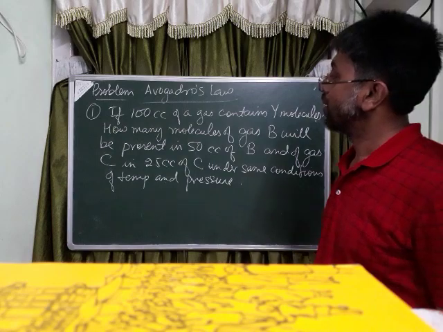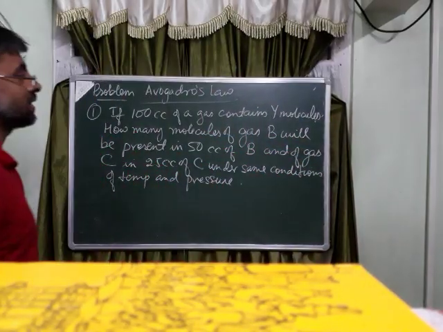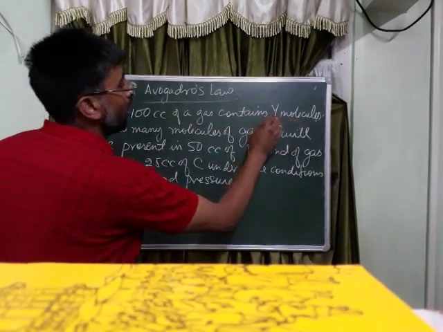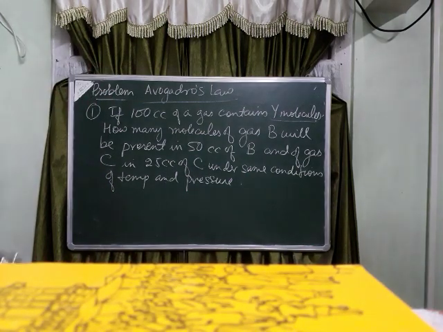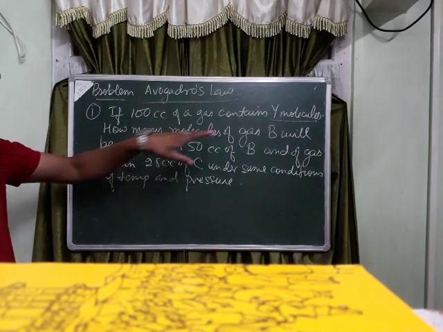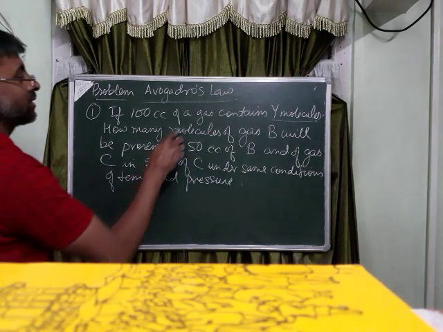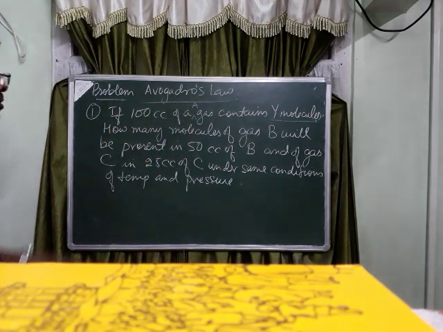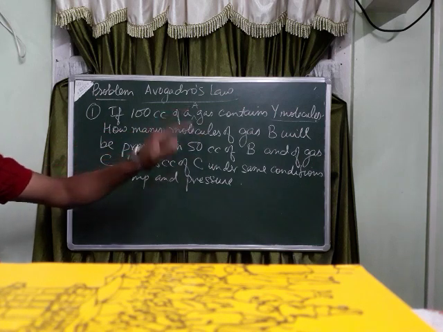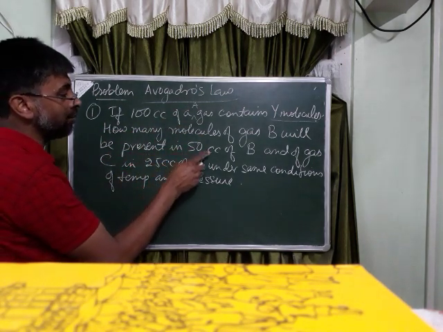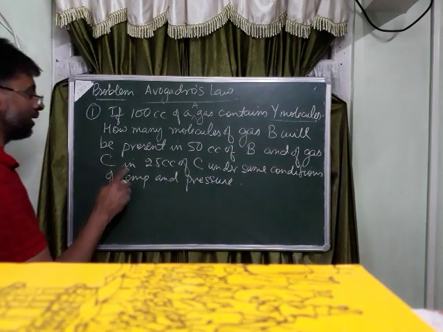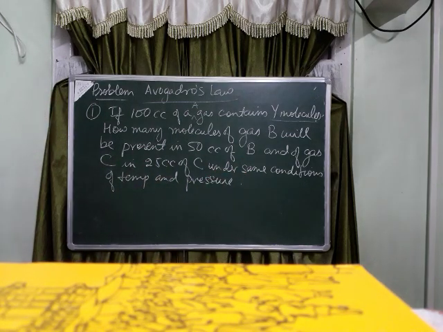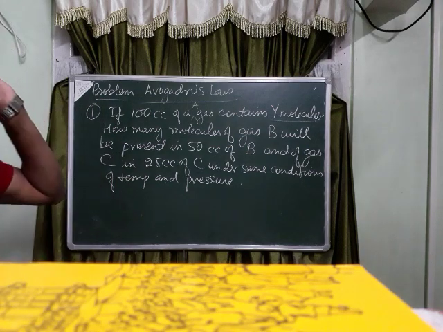Now, copy this question. If 100 centimeter cube of a gas A contains Y molecules, how many molecules of gas B will be present in 50 centimeter cube of B and of gas C in 25 centimeter cube of C under similar conditions, same conditions of temperature and pressure? This is a true problem based on Avogadro's law. It is very, very simple.